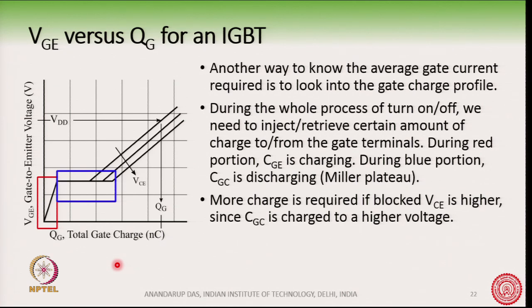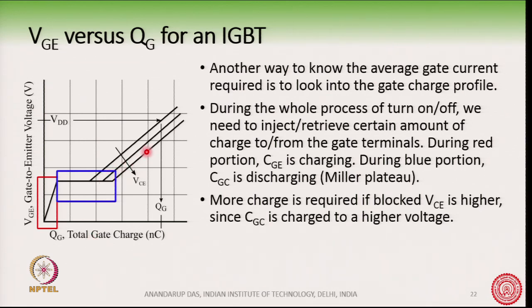So, you can see here that as the VGE voltage is increasing, the total gate charge is increasing. And this is the Miller Plateau region, where you can see that the VGE voltage is almost flat, but there is a lot of charge required to discharge the gate collector capacitance, and this is the initial T1 stage.